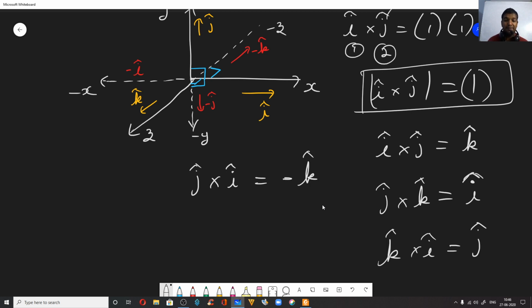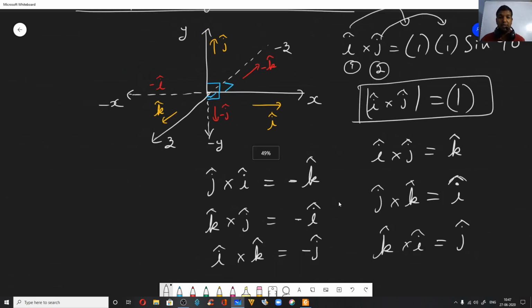Similarly, k cap cross j cap, you'll get minus i cap, negative i cap. Then i cap cross k cap, you'll get negative j cap. Please write this in your notes once. It will be easy.